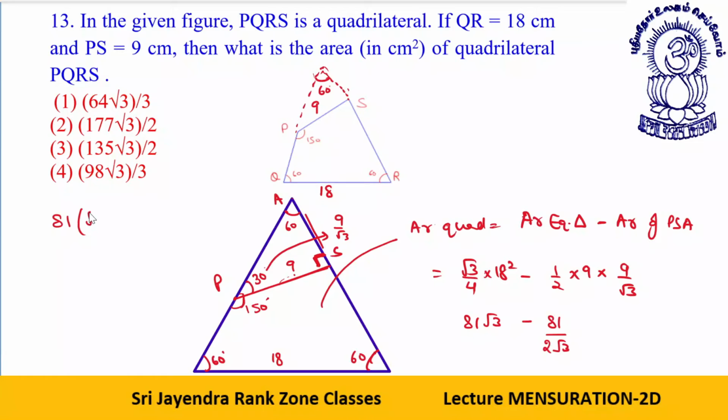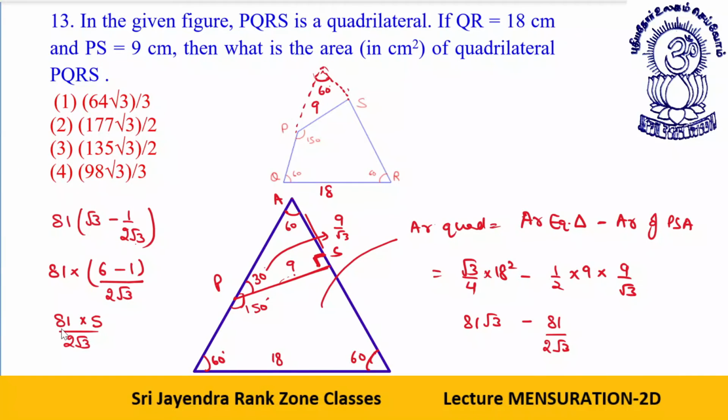What I'm left with is root 3 minus 1 by 2 root 3. Okay, I take full 2 root 3 common. What I will get? 81. 2 root 3 into root 3 is 6 minus 1 divided by 2 root 3. So I get 81 into 5 divided by 2 root 3.